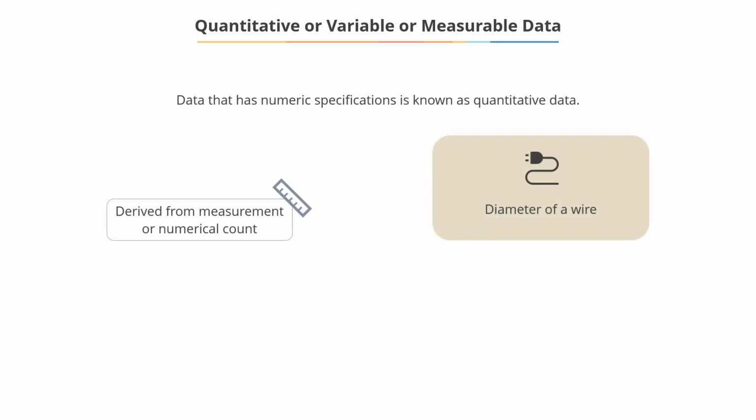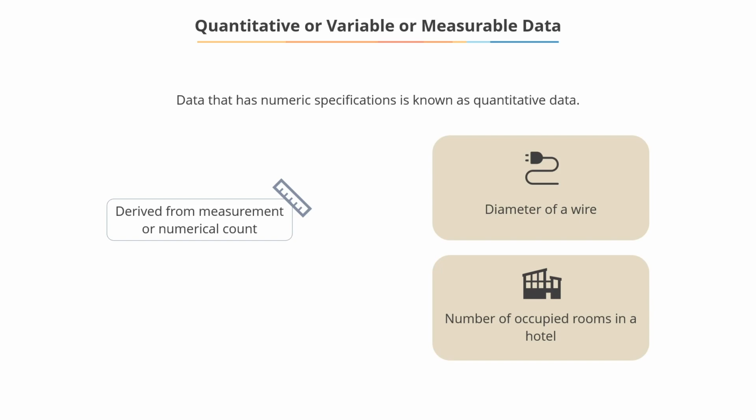Quantitative, or variable, or measurable data. Data that is specified numerically through a process of measurement or numerical count is called quantitative data. The diameter of a wire, number of rooms occupied in a hotel on a given day, etc., constitute quantitative data. Such data is amenable to arithmetic operations.